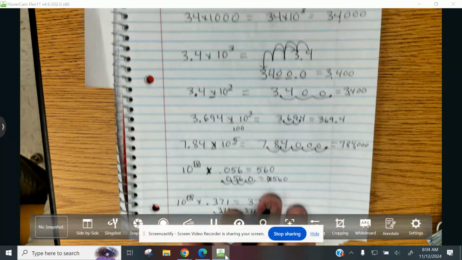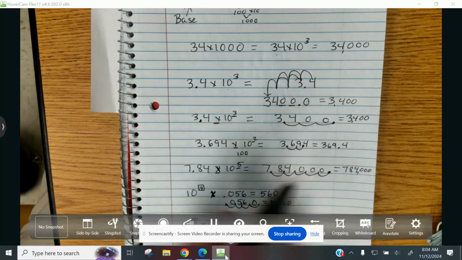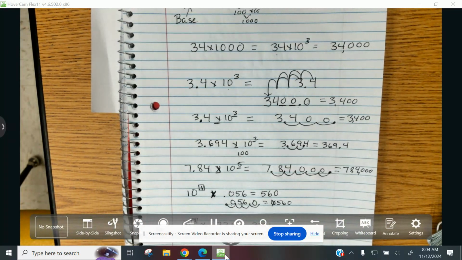Okay? So this is technically what you're doing. You're shifting the place values. But the shortcut kind of helps us by moving the decimal. Again, you don't move the decimal technically. You're shifting them, but we allow you to show that because it's way easier to show your work.